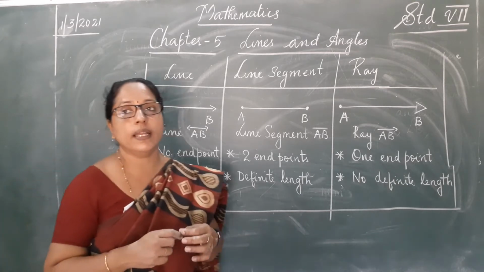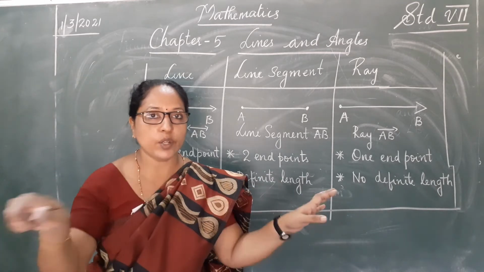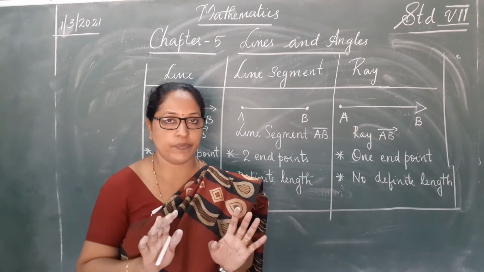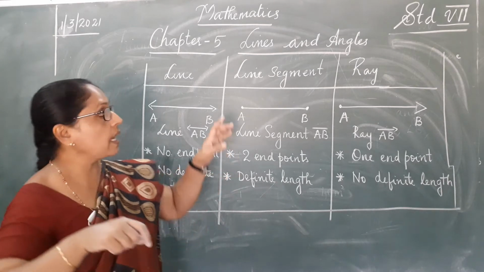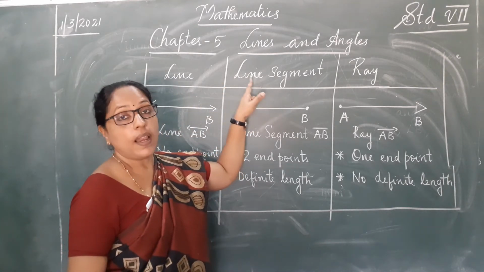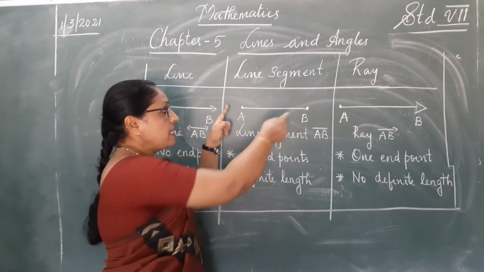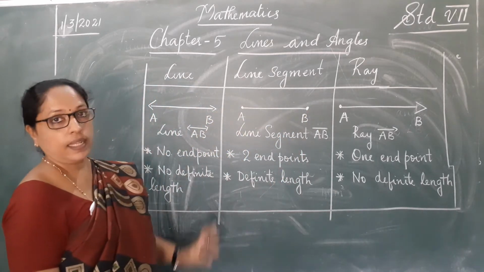Whenever I ask you to draw a line, what do you do? You just take a scale and draw a line. Actually, that's not a line. What we make in the notebook with the scale is called a line segment. What do you call it? Line segment. When you put an arrow on both sides of a line segment, it becomes a line.